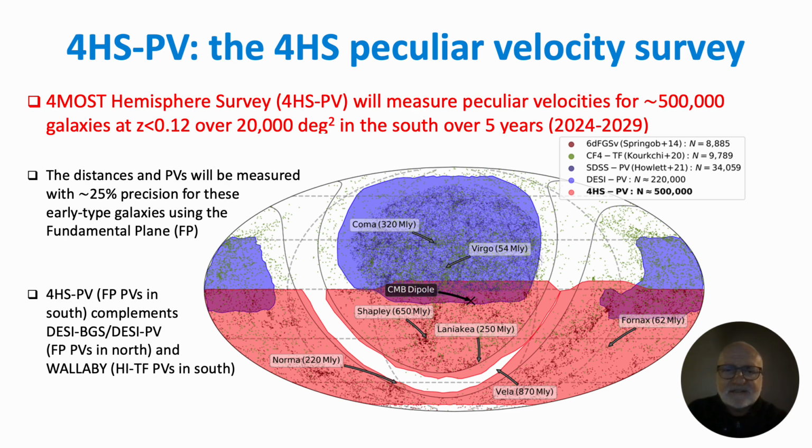The Fourth Hemisphere survey will use the fundamental plane to measure about 500,000 distances for early type galaxies out to a redshift of 0.12. 4HS will cover about 20,000 square degrees of the sky, pushing close to the galactic plane and into the northern hemisphere. The survey is expected to begin in 2025 and should measure about 100,000 peculiar velocities each year for the following 5 years. The WALLABY and 4HS surveys of the southern sky will be complementary to the ongoing DESI peculiar velocity survey in the north. Together they will measure, of order, 750,000 peculiar velocities over 3/4 of the sky.